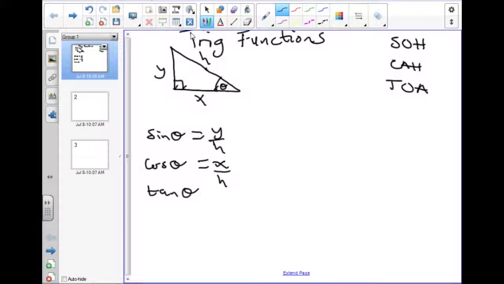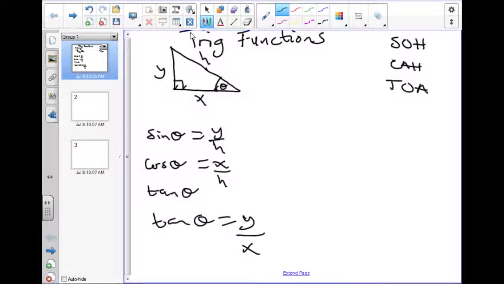And then we do the same thing for tangent of theta, which is TOA. Our last two letters are O and A. So we have tan theta is opposite divided by the adjacent. As we know, our opposite is y divided by our adjacent, which is x. And then we are done.